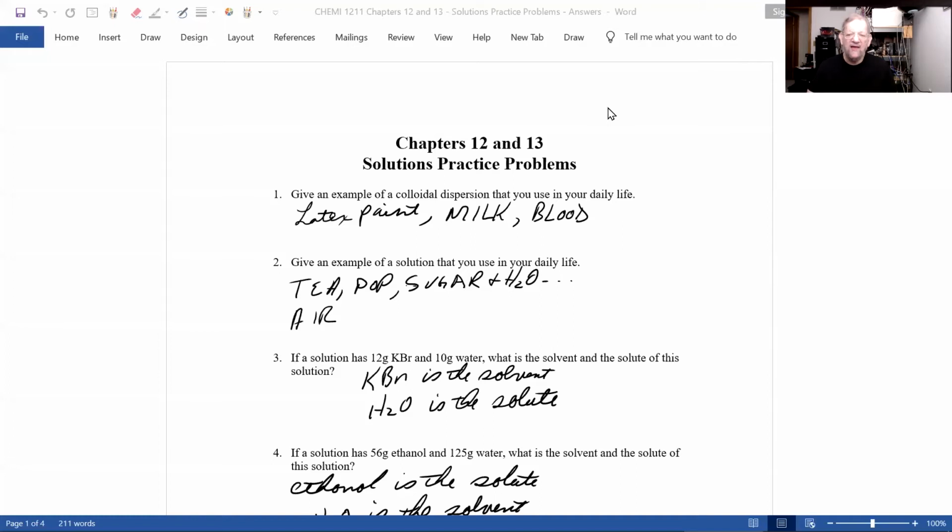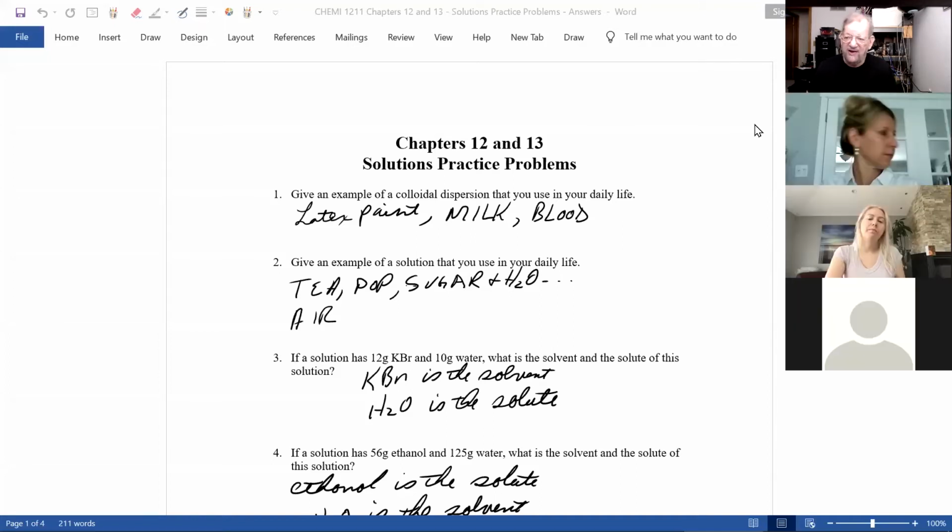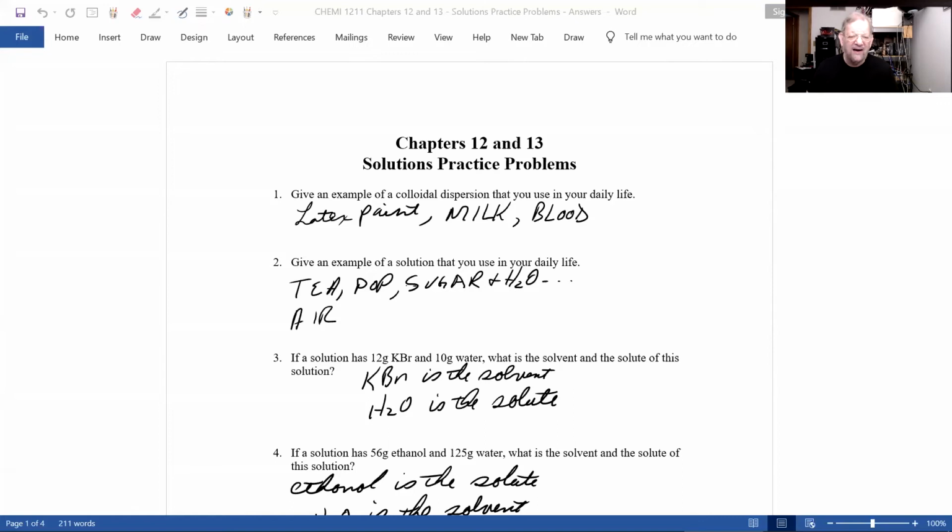And let's look at the problem set for chapters 12 and 13. Everybody see that on the screen now? Thumbs up, people. Thank you. All right. First of all, I'll give an example of a colloidal dispersion that you can use in your daily life. You could use latex paint, milk, blood. You could also use ketchup, mayonnaise. Those are all good ones. Give an example of a solution that you could use in your daily life.